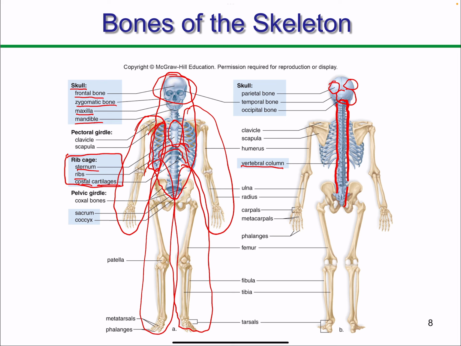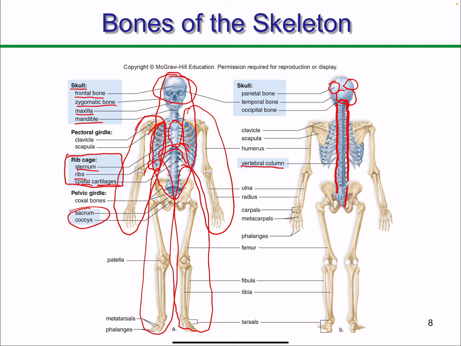Oh, actually, I forgot to mention something. The sacrum and the coccyx. These are also parts of the axial skeleton. Now, how about the appendicular skeleton? How about the appendicular skeleton?